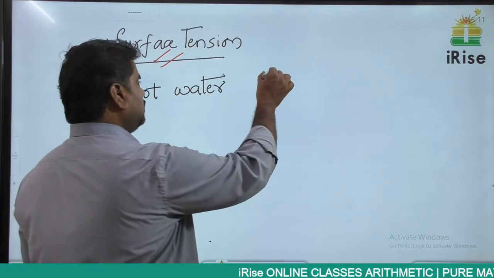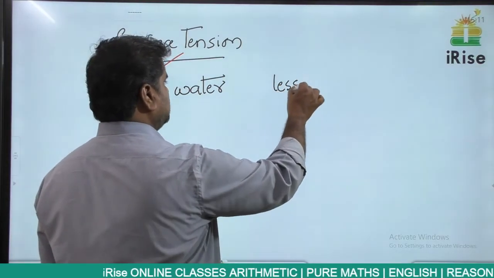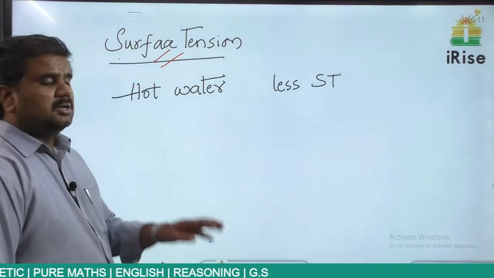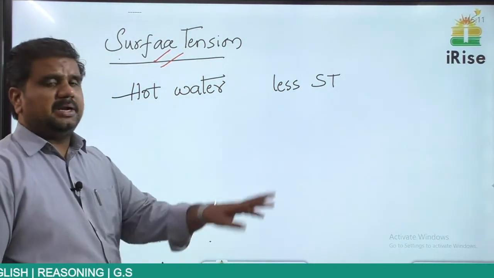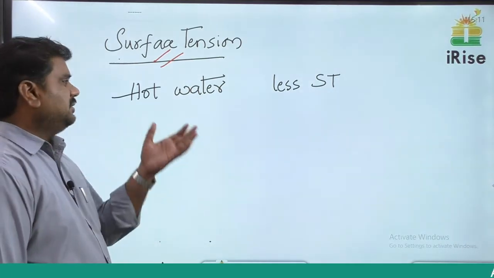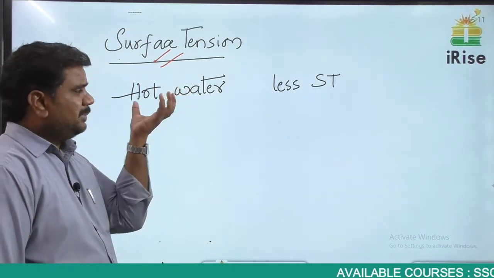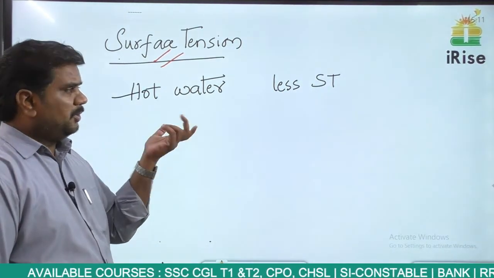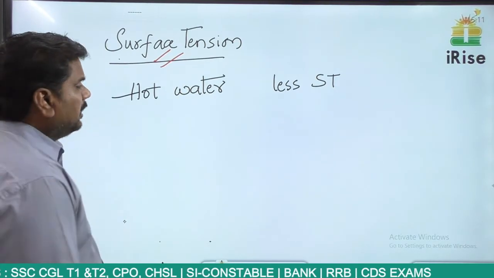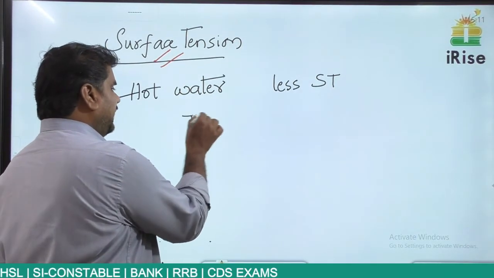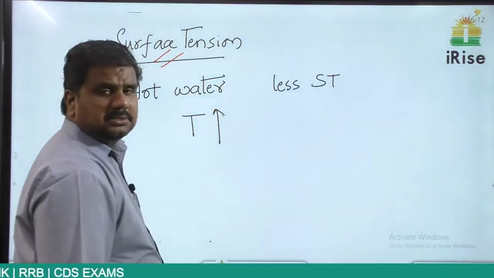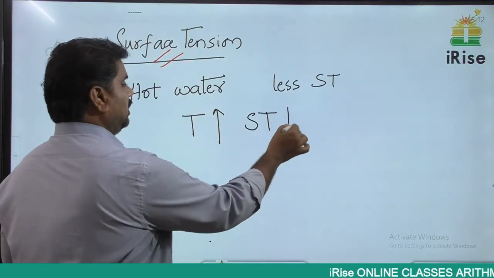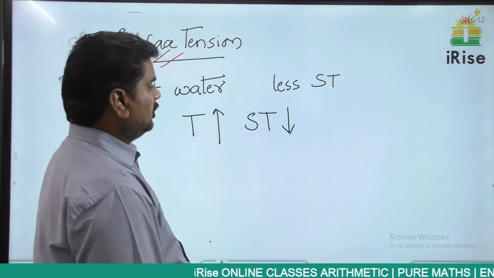Because hot water has less surface tension. The surface tension of hot water is less, as a result of which the dirt can be easily removed. That is the reason why hot water is generally preferred for washing clothes. For any water, as the temperature of water increases, surface tension of water decreases.